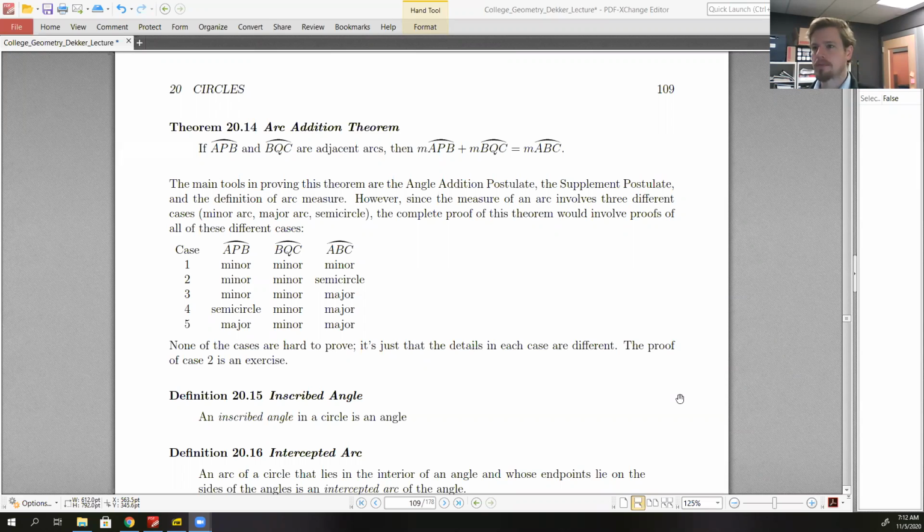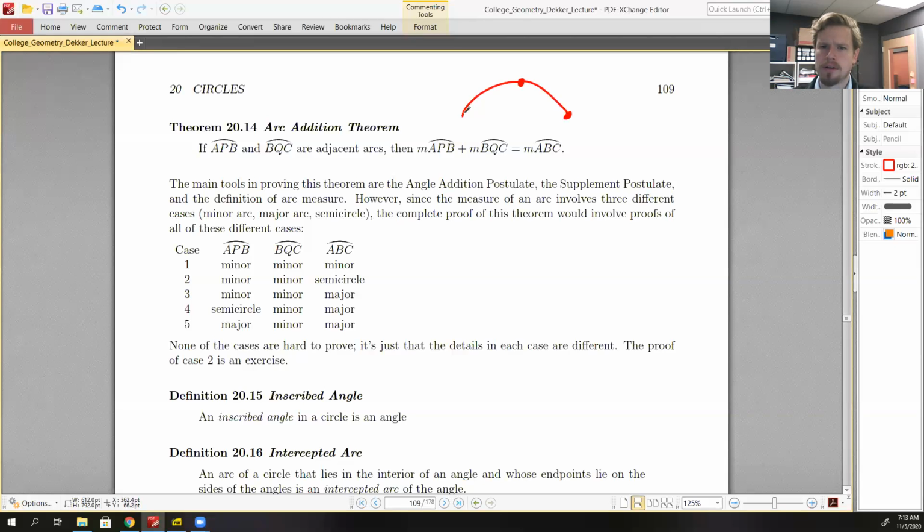as well, right? So we want to recognize that if we have two adjacent arcs, then the sum of their measures gives us the measure of the arc ABC. So if we have one arc and another arc, call it A, B, C, with P and Q on here, then this arc measurement plus this arc measurement gives us the arc measurement of the entire thing together when they are adjacent.